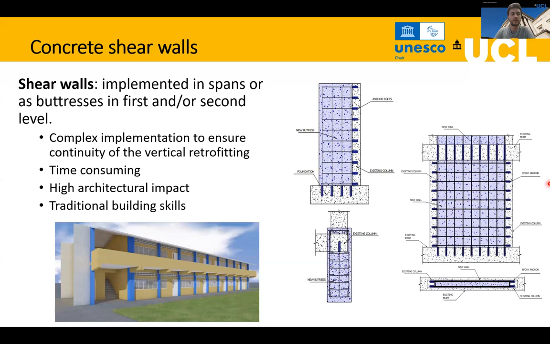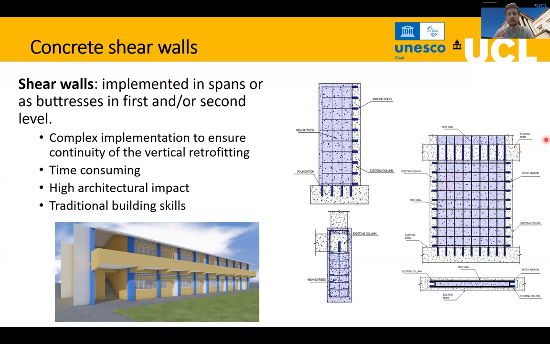In that sense, one of the most common approaches of this adding new elements approach is to add shear walls. This can be implemented in spans, as you can see in this picture, or you can implement it as buttresses in the exterior of the building. This implementation, of course, is easier in terms of you will not disrupt the functioning of the building, but in some cases it's better to add them between spans, so the behavior will be better.